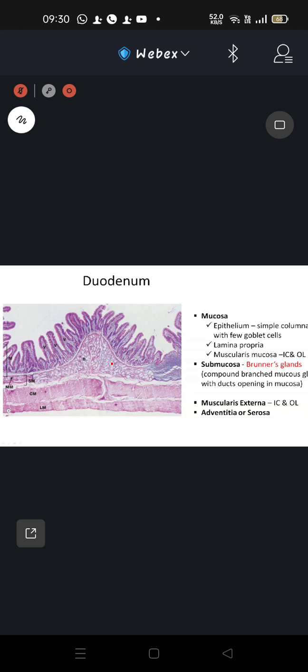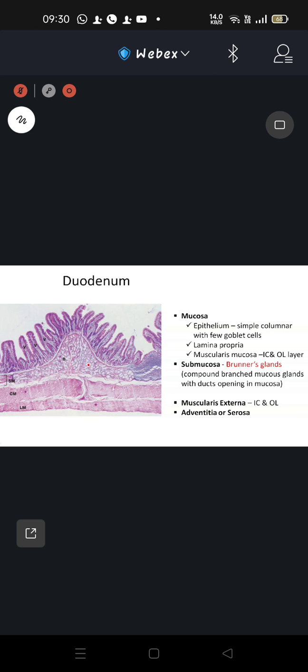The submucosa here, as we can see, is very lightly stained and filled with mucus glands. These are compound branched mucus glands, which have their ducts opening into the mucosa by passing through the muscularis mucosae. These mucus secreting glands of the duodenum are known as Brunner's glands. Brunner's glands in the submucosa are characteristic of the duodenum.